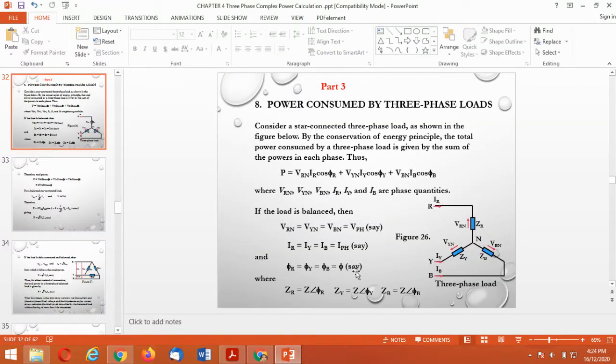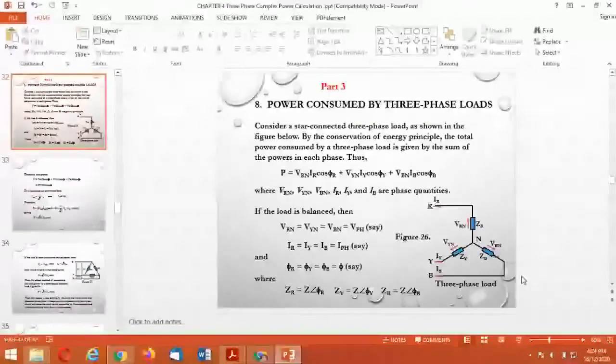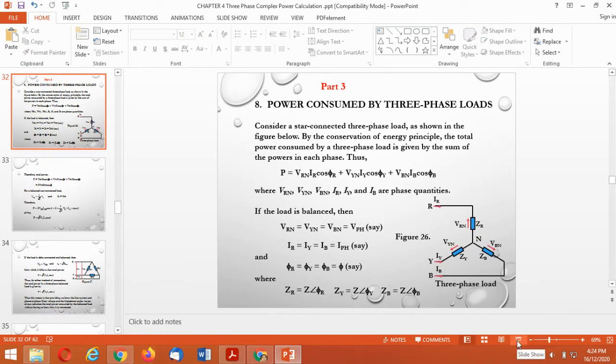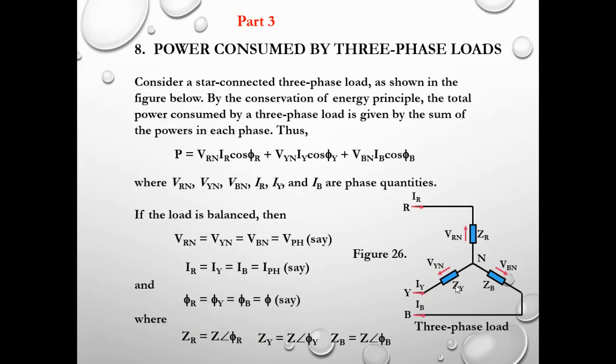So we will continue with part number 3 of chapter 4 on the three-phase complex power calculation. We have sub-chapter number 8 on the power consumed by a three-phase load. Just consider a star-connected three-phase load as shown in the figure below. By the conservation of energy principle, the total power consumed by a three-phase load is given by the sum of the powers in each phase.